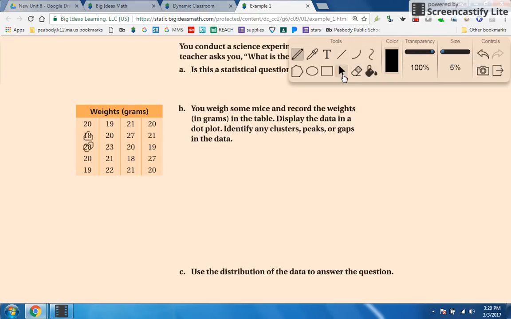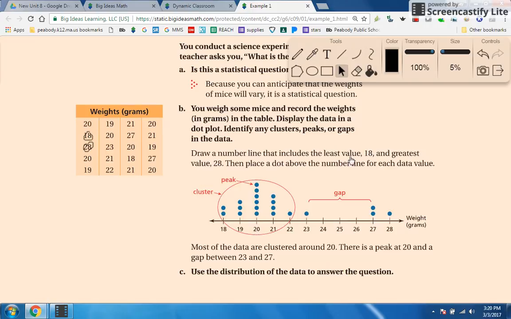So you would draw a number line from 18 to 28. So this one's already done for us. So 18 to 28, because it's the smallest number to the biggest. And now they drew their dots or their X's, whichever you prefer. So they put 2 dots over the 18, because if you look at the data, there's 2 18s. And then there's 3 dots over 19, because there's 3 19s, and so forth. Now they want us to identify clusters, peaks, or gaps.